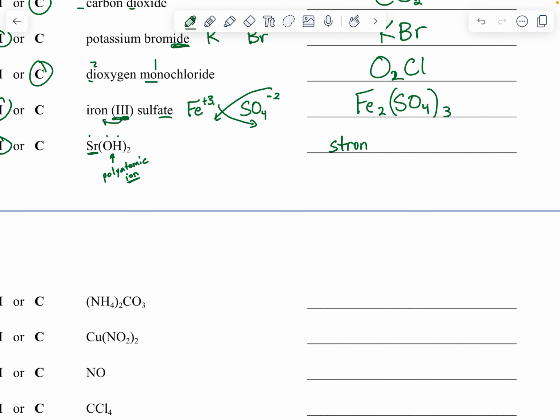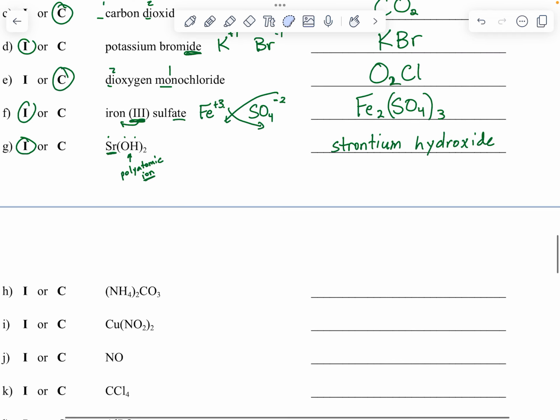Strontium is not a transition metal, so we do not need Roman numerals like we did for iron in the example above, because it always takes the same charge. And we identify what the name of the polyatomic is, which is hydroxide. You're going to be compelled to take hydroxide, see that there's 2, and put dihydroxide in front of it. But again, that would be incorrect because this is ionic. We do not use prefixes for ionic compounds. So we just name the secondary element or polyatomic as is.